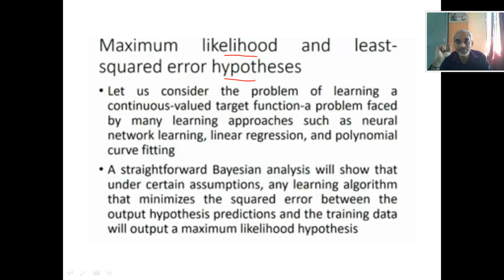What is the meaning of this statement? Whenever you consider such continuous valued target functions, if you apply our Bayesian analysis with certain assumptions, we can see that any learning algorithm that minimizes the squared error gives this result. Why are we using the square? When you take certain examples or data points, you know the target value and the observed value you are going to get. If the observed value and the target value are equal, there is no error.